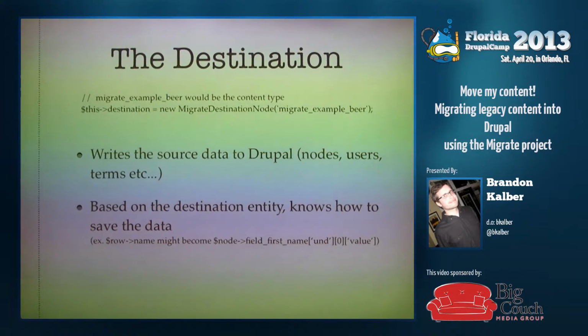So the destination is responsible for writing the source data to Drupal. Like I probably mentioned a few times by now, based on the destination entity, it knows how to save it. So something like source row name, that would be from the source, might translate on the Drupal side to the lovely Drupal data structure: node, field, language, key, value.